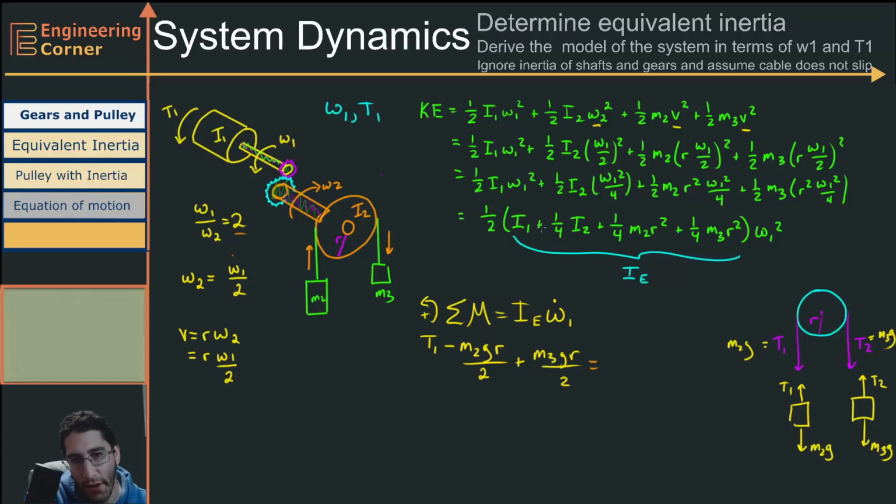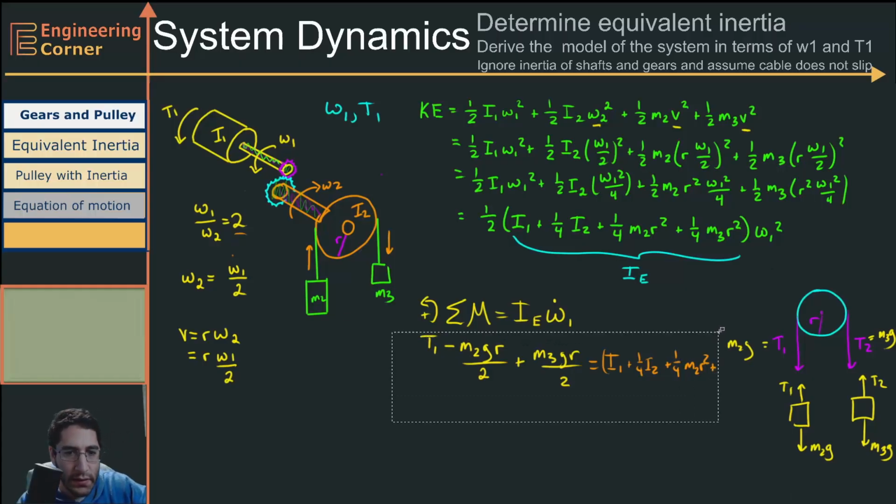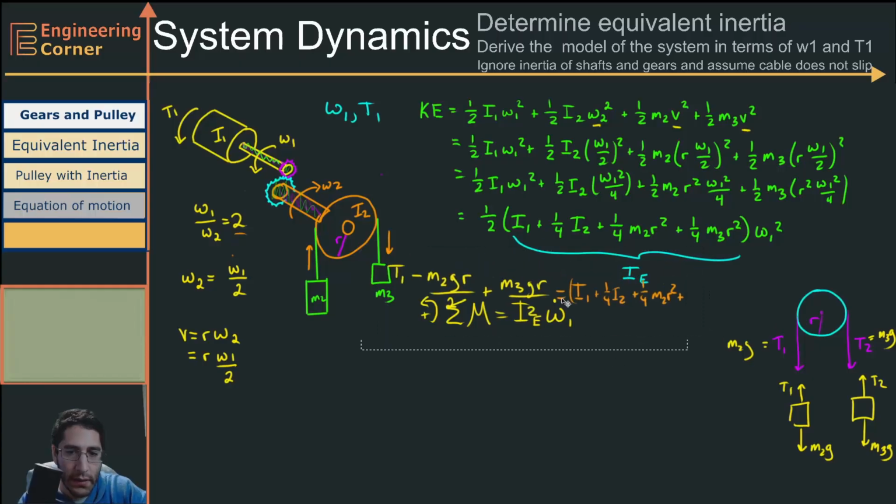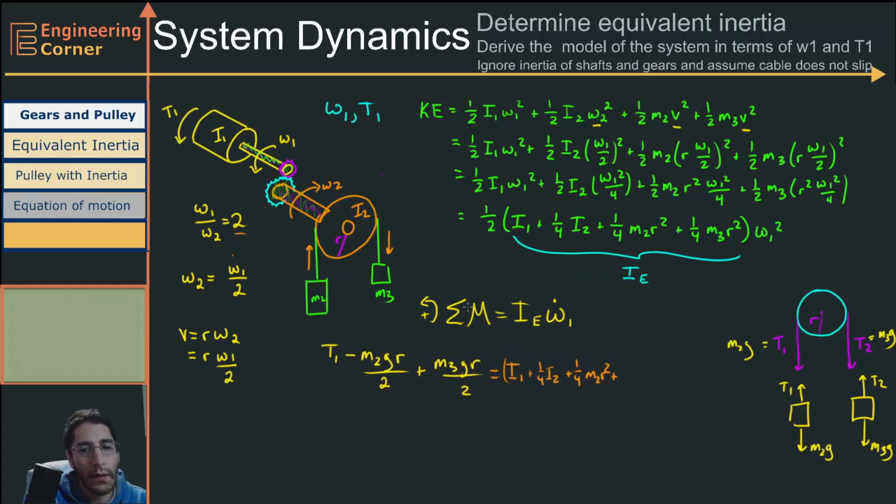So then we have our equivalent inertia, which is I1 plus 1/4 I2 plus 1/4 m2 r squared plus 1/4 m3 r squared, and we have omega 1 dot. So this right here is the equation of motion that we have.